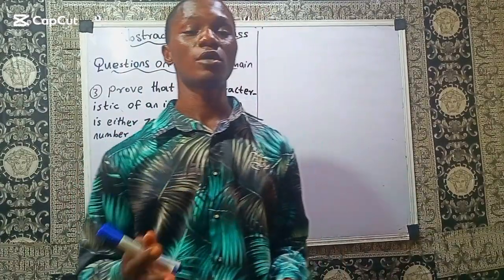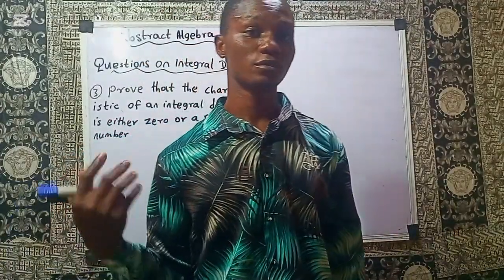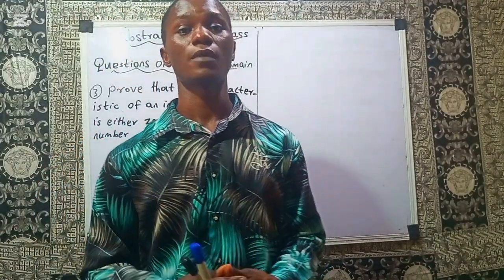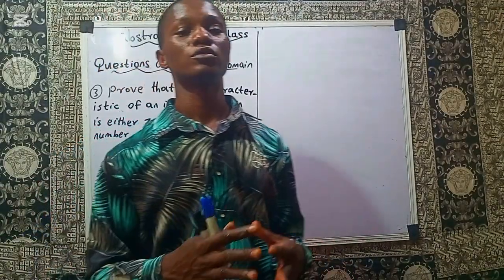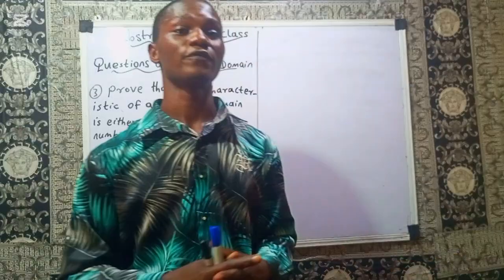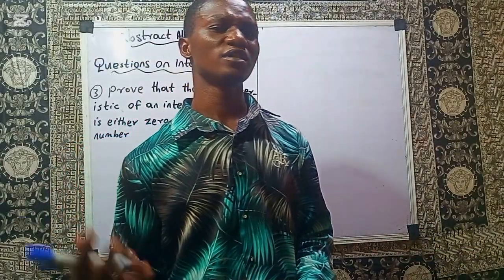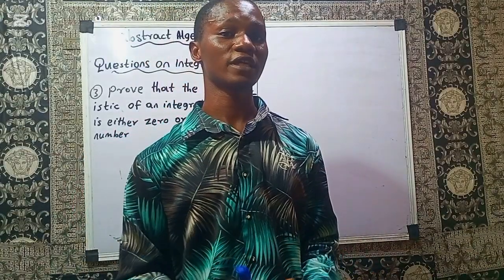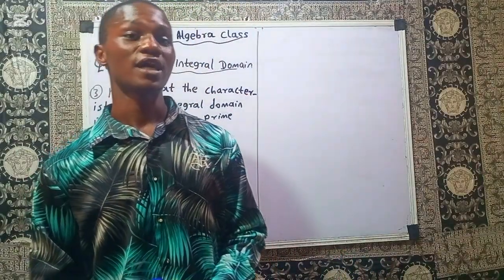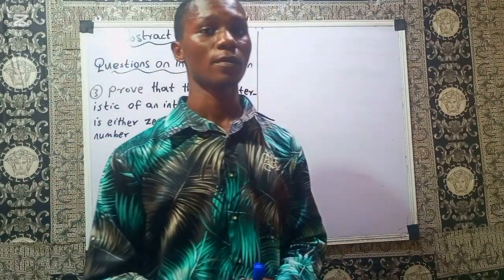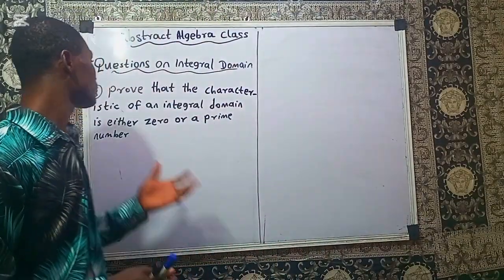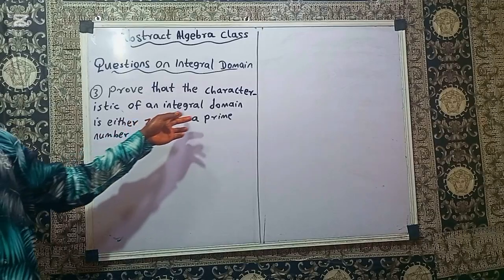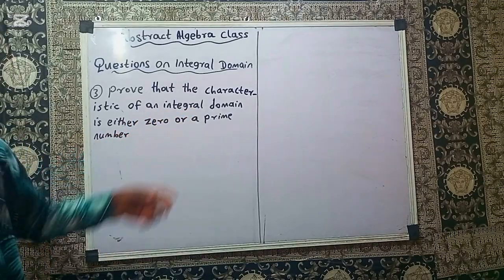Today we want to continue our study of integral domain, which I've been studying for the past few videos. So today we want to solve the third example proof on integral domain. We already know the definition of integral domain, that an integral domain is a commutative ring with identity which has no zero divisors. In this proof, they ask us to prove that the characteristic of an integral domain is either 0 or a prime.